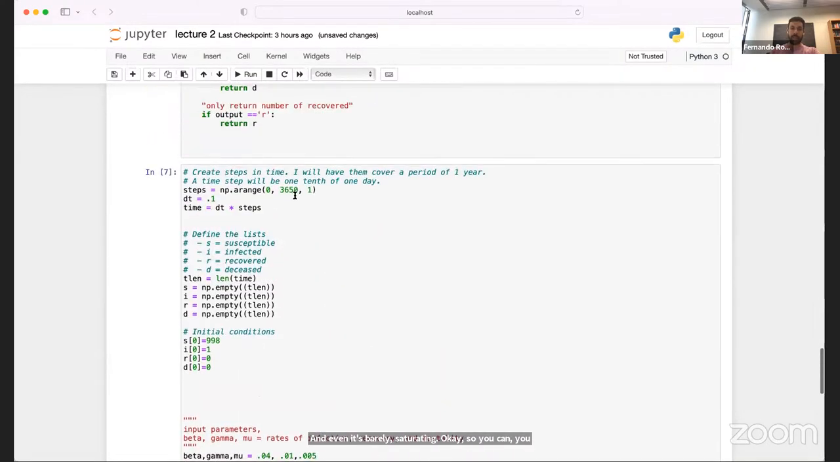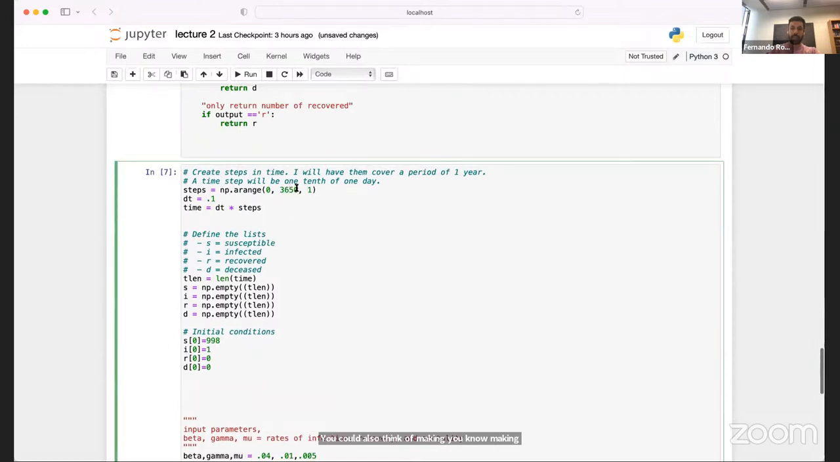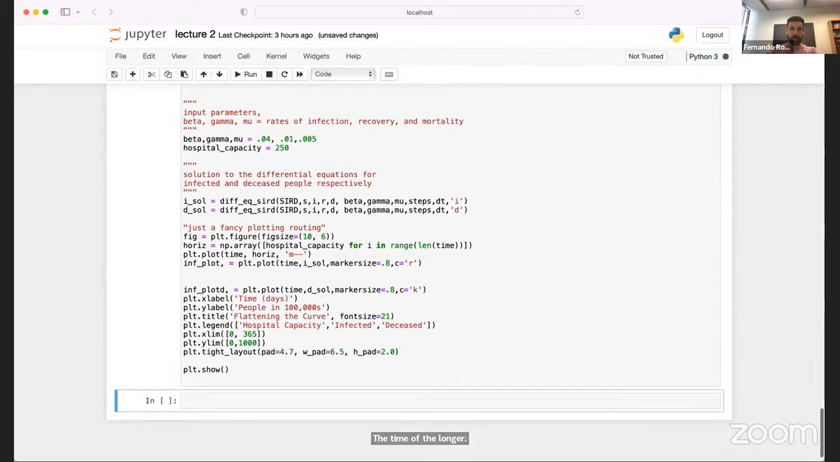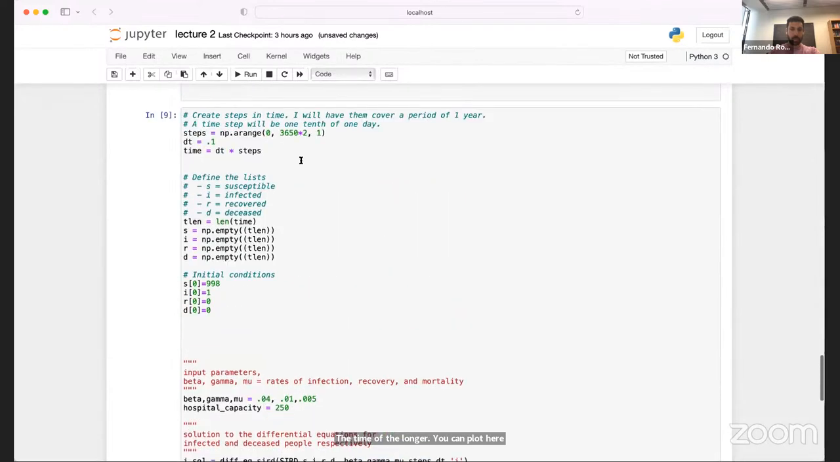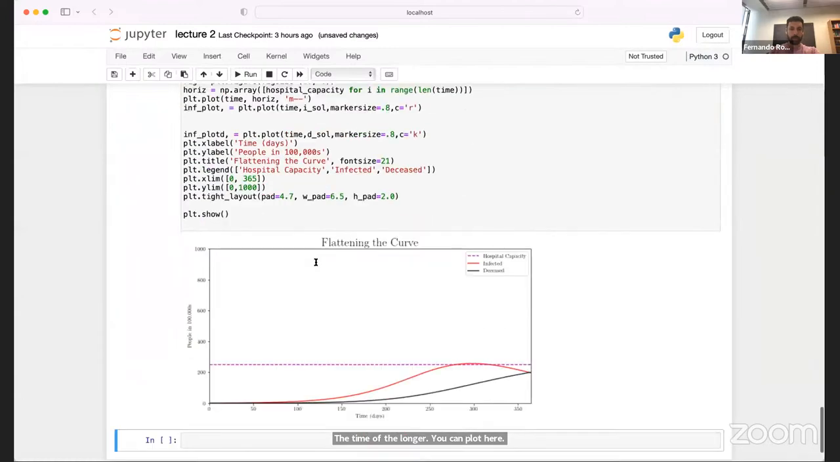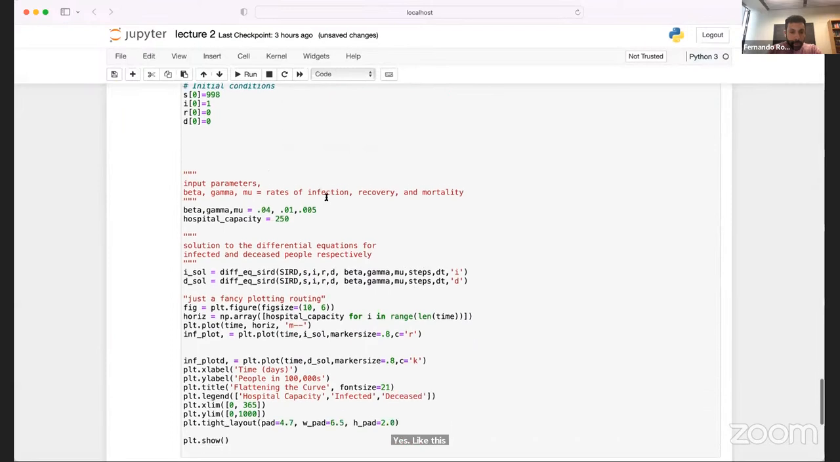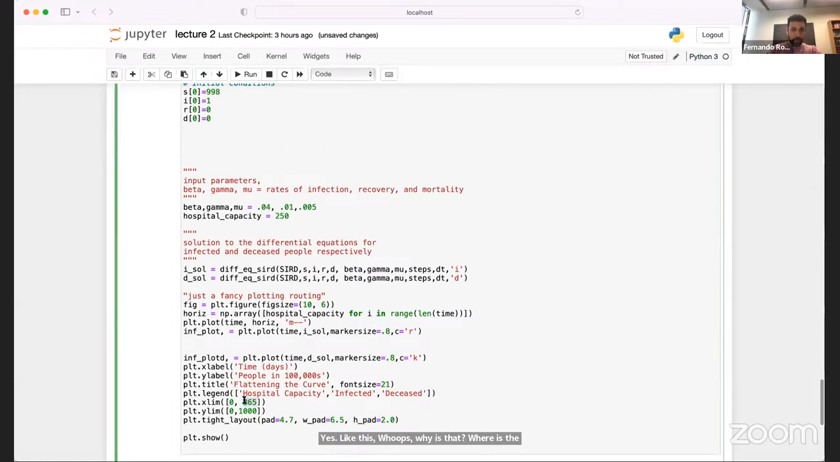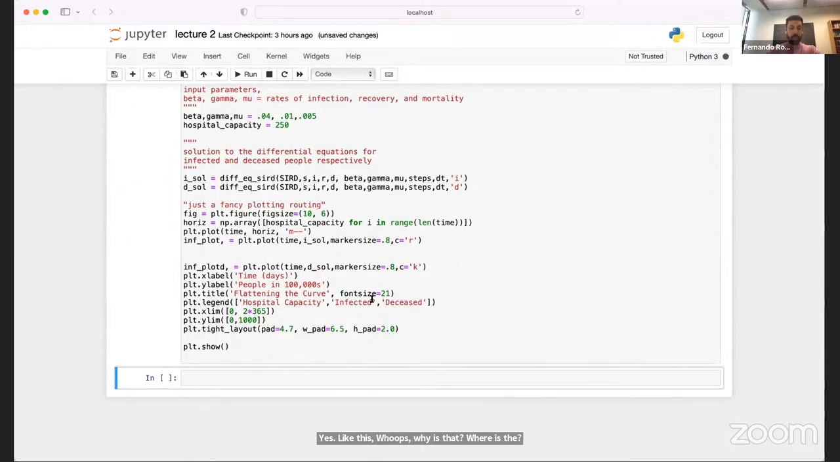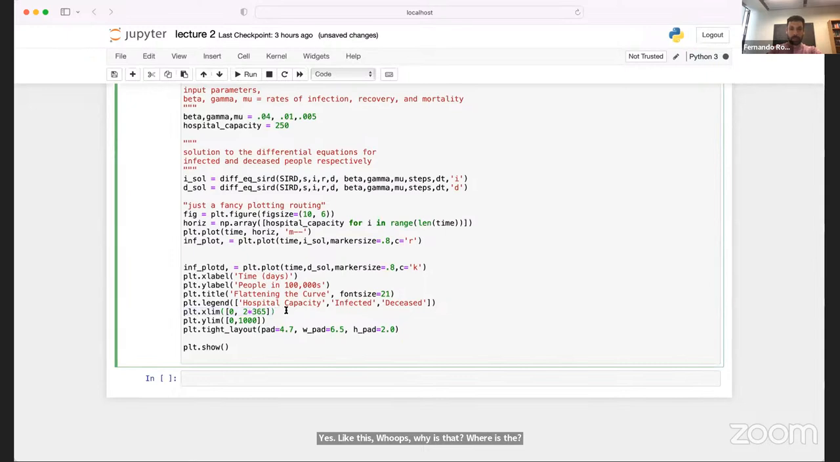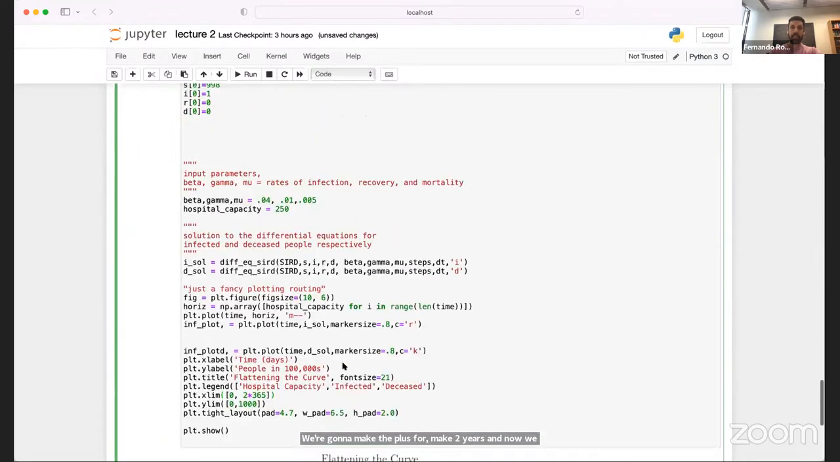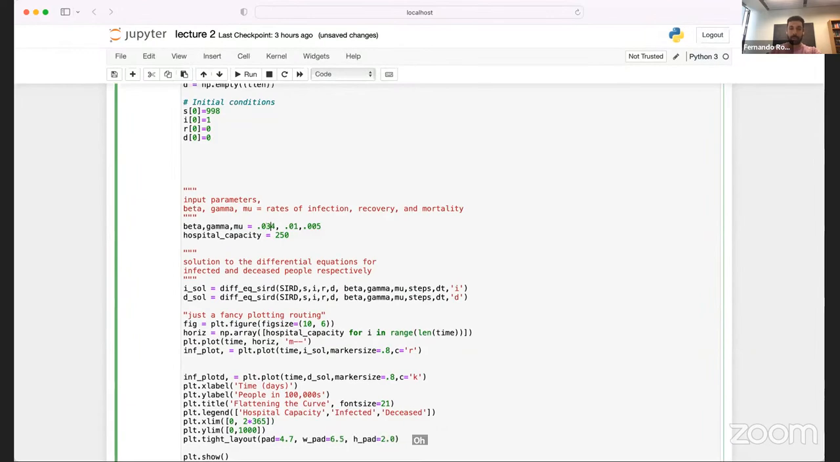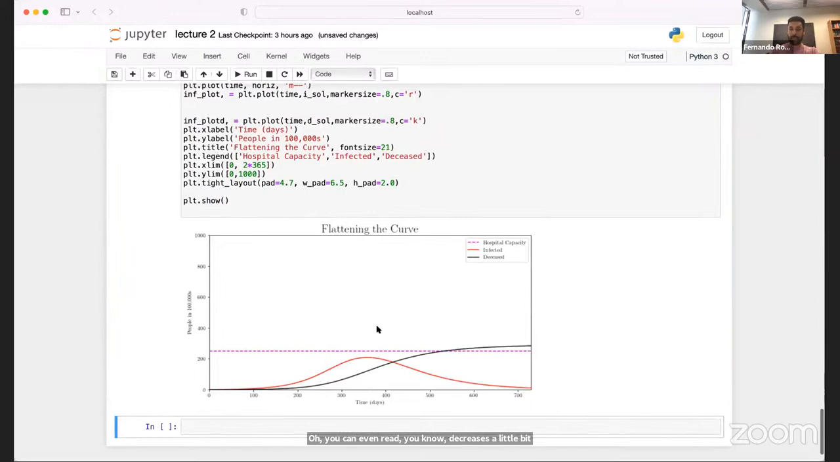You could also think of making the time a little longer. You can plot here. We're remaking the plot to make it 2 years, and now we have 2 years' worth of time, and you see that the peak is later, but it really never saturates hospitals. We can even decrease it a little bit more and make it 35 here, and it will actually never saturate the hospital and so on.